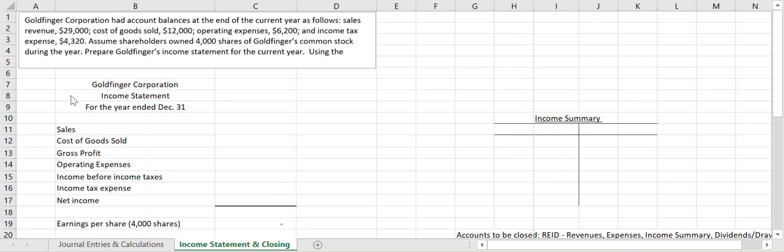In this example video, I'm going to demonstrate review exercise 3.7 and review exercise 3.8. So we're going to be looking at putting together an income statement and doing the closing entries at the end of a company's fiscal year.